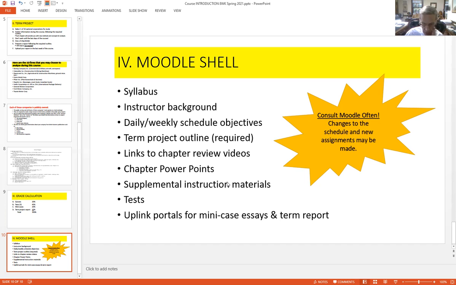So the Moodle shell is where you will find the tests and the portals to upload the material for those mini cases and your final exam in the last week. So that's it for this little summary. But I hope that it's at least given you an idea of what's in the course and where some of the challenges are going to be, for instance, in preparing that term project.